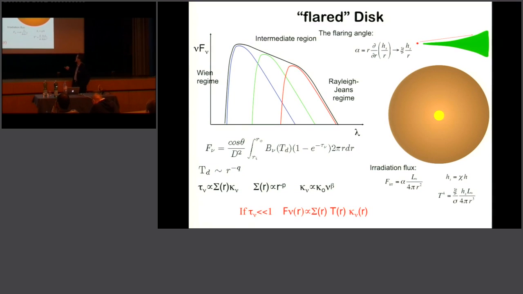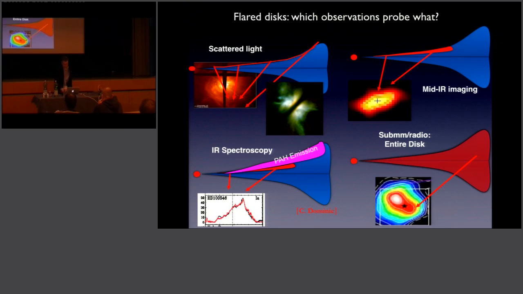So this is telling you that to measure the mass of these disks, you cannot rely on the infrared excess, because in the infrared these disks are optically thick, and this relationship does not work anymore. You really need to go to longer wavelengths where the emission becomes optically thin, and you can probe directly the mass in the disk.